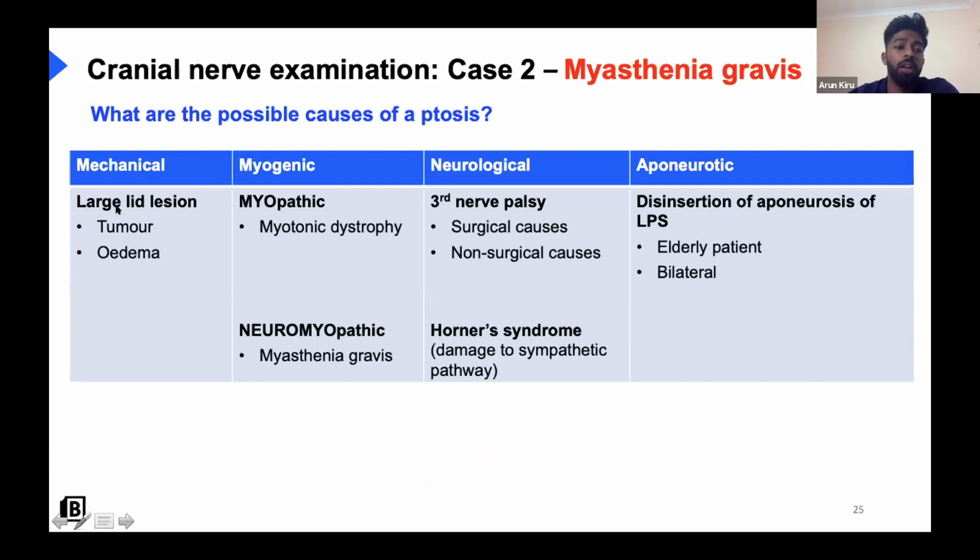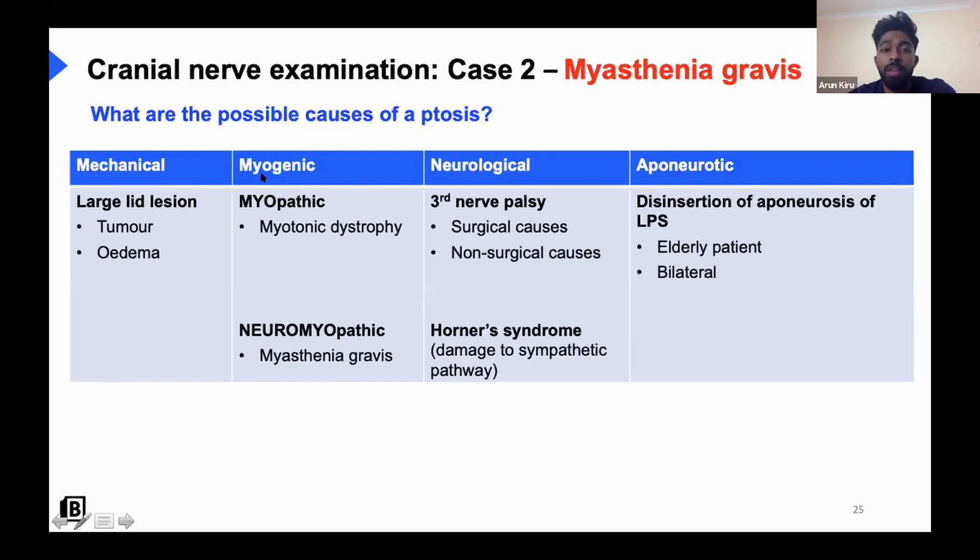For example, a large upper lid lesion, such as a tumor or edema of the upper lid, would cause gravity causing ptosis. If you had a tumor here, some people have a chalazion, you've all probably seen chalazion. That causes a little bit of ptosis because of just the weight of that extra mass. Myogenic causes, myo means muscle. So the muscle is not working, myopathic, such as myotonic dystrophy. We talked about this, how that causes a distal weakness. It also sometimes affects the eyelid muscles.